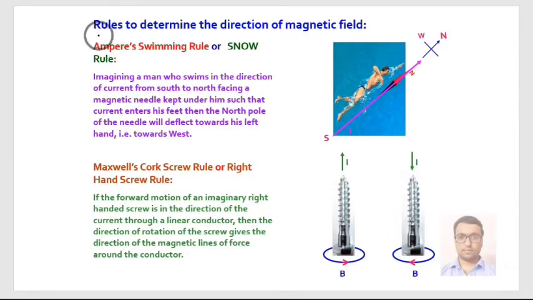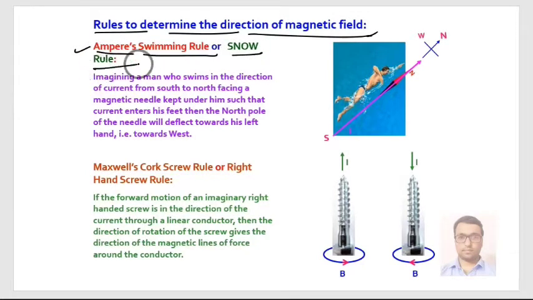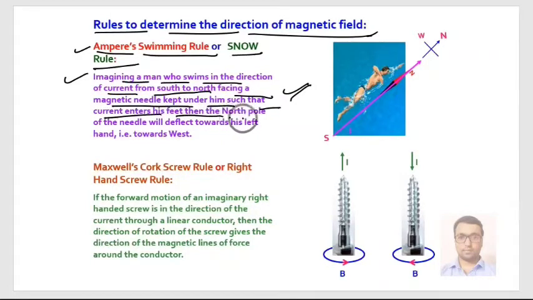Then next we have rules to determine the direction of magnetic field. How will we determine it? Here we have Ampere's swimming rule, which is also called the snow rule. According to this, you have to imagine some situation. Imagine that a man who swims in the direction of current from south to north, facing a magnetic needle kept under him such that current enters his feet, then the north pole of the needle will deflect towards his left hand, that is toward west.